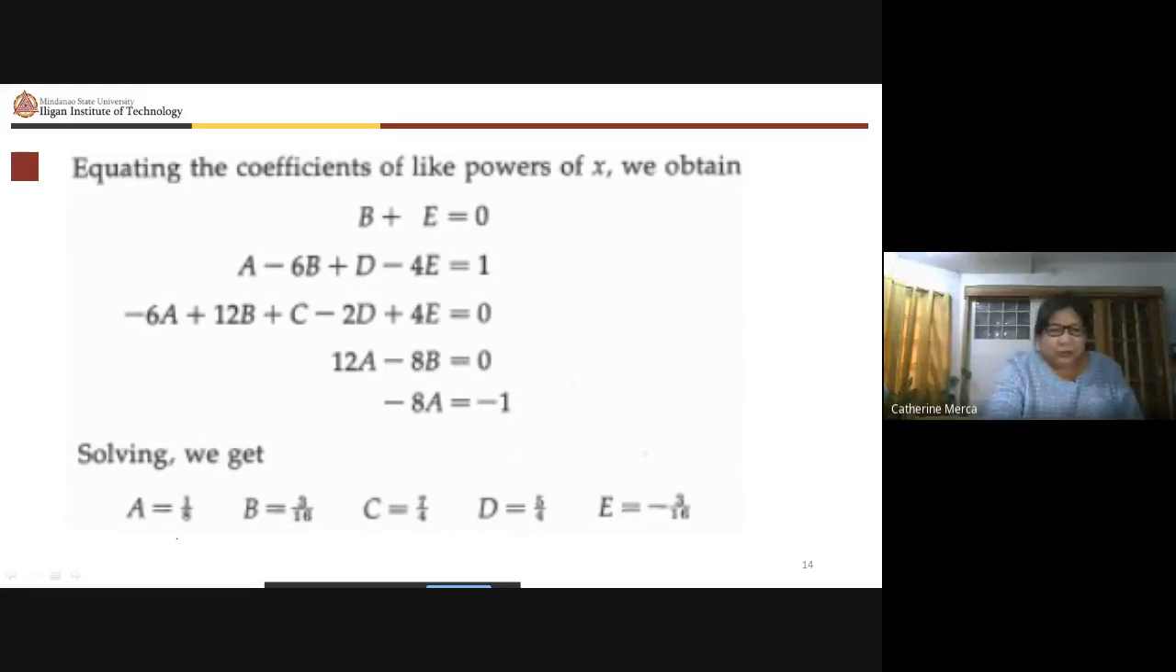But the values that you're able to solve here are as follows. A equals 1 over 8, B equals 3 over 16, C equals 7 over 4, D equals 5 over 4, E is equal to negative 3 over 16. This is the crucial part. That is, you should be able to solve for A, B, C, D, and E accurately. Otherwise, lahat ng succeeding solutions would be wrong na.